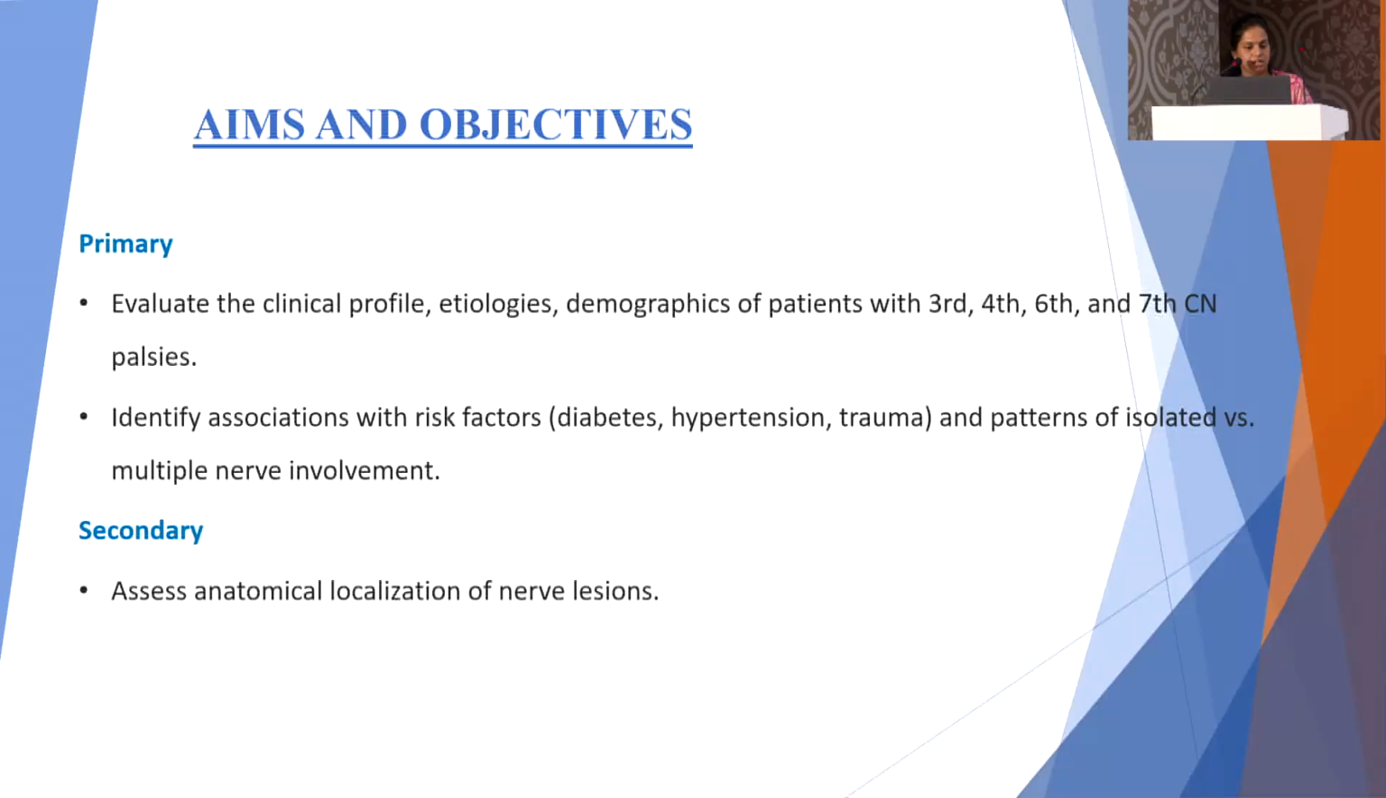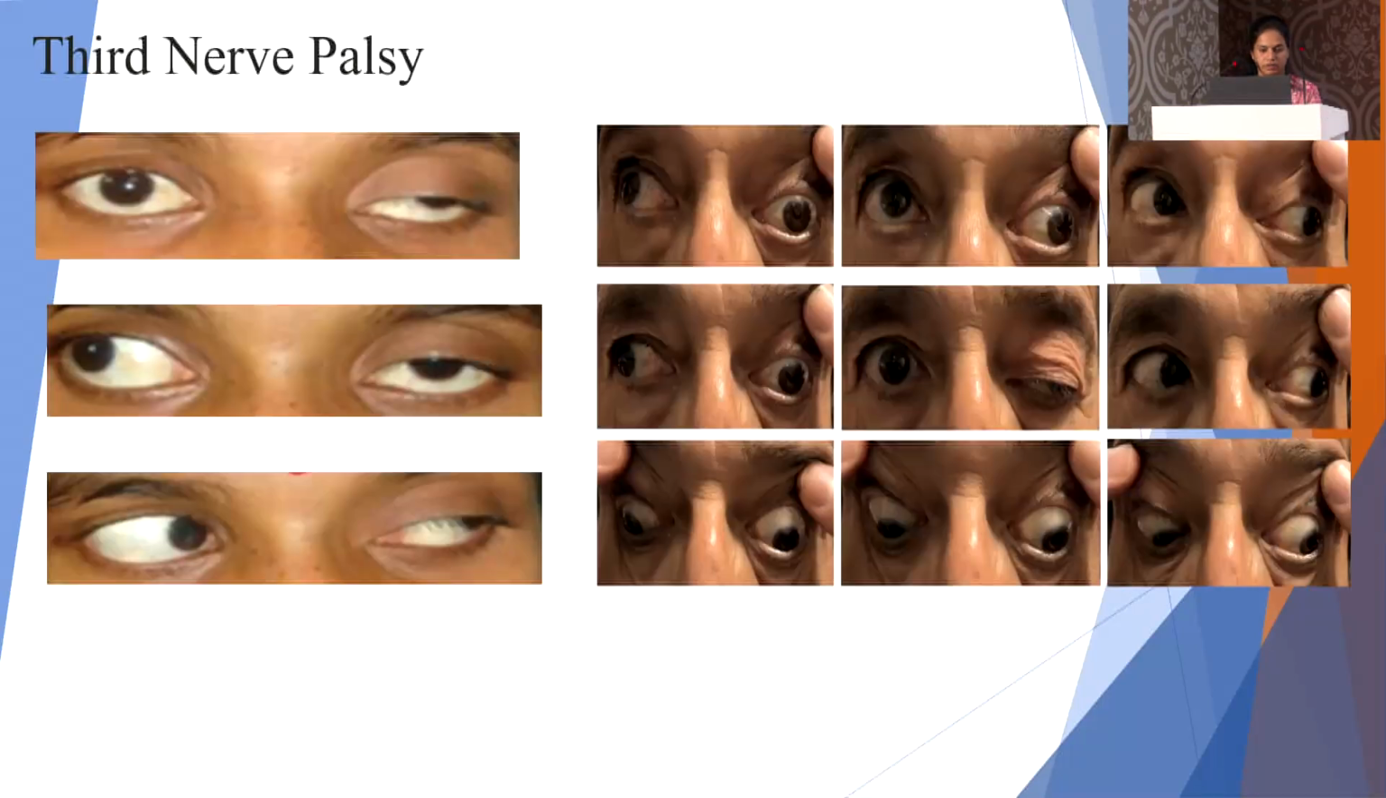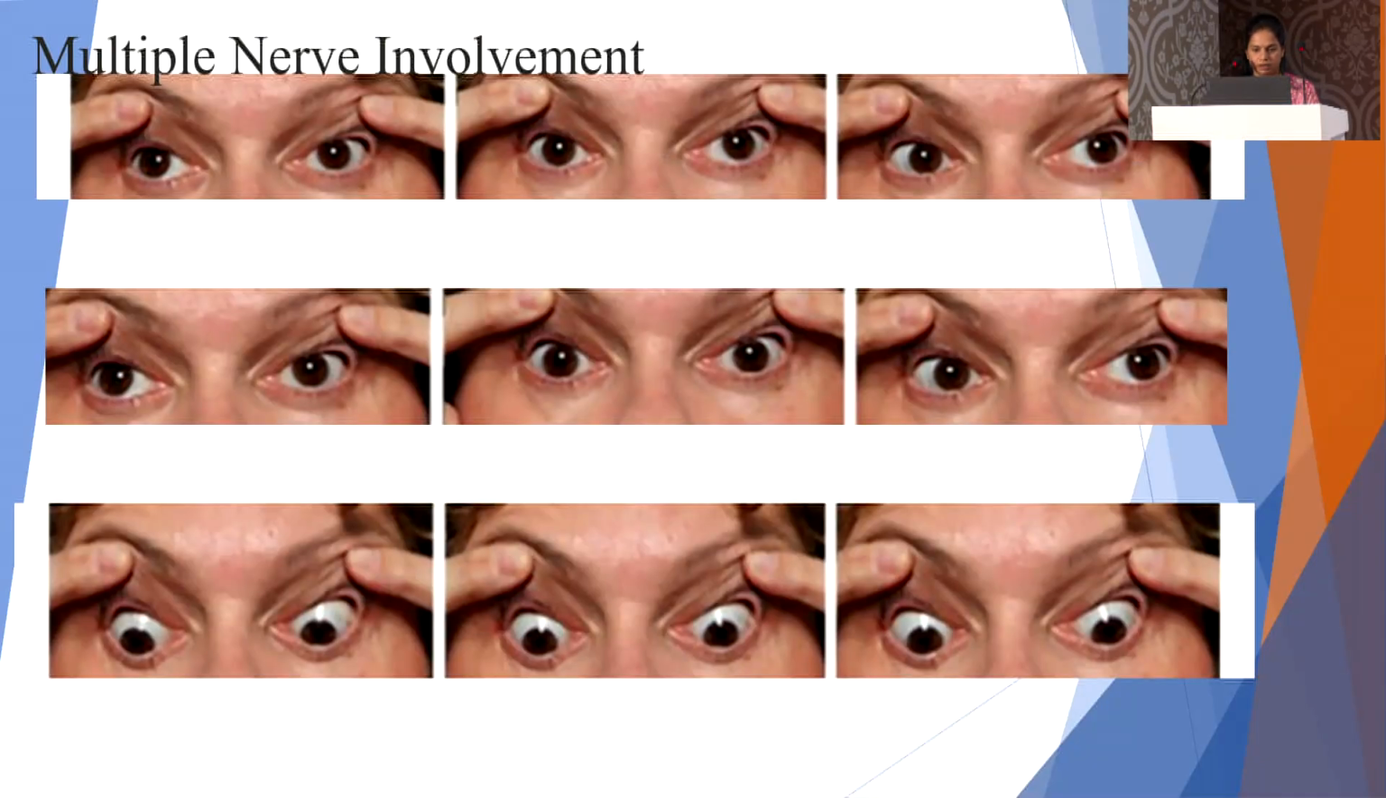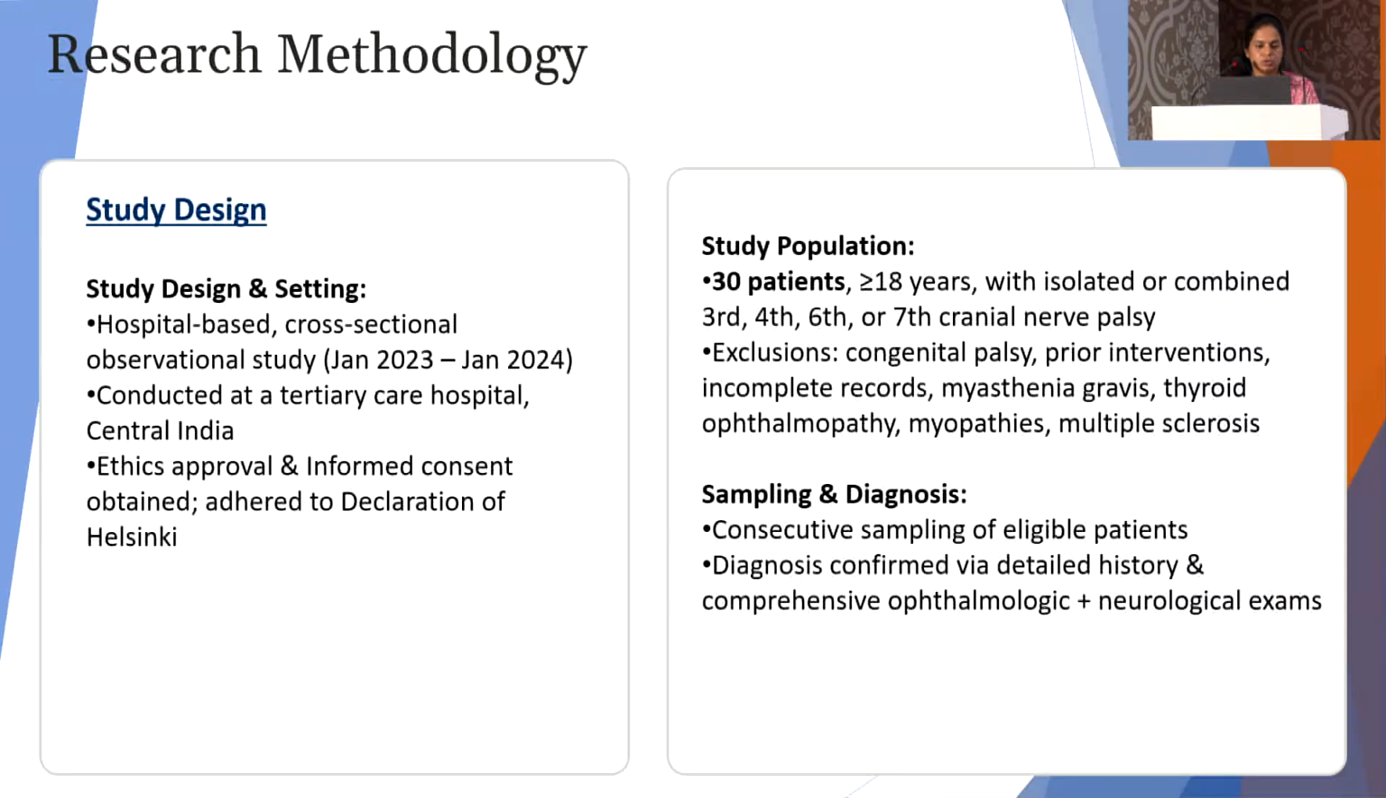The aim of this study is to evaluate the clinical profile, etiology, and demographics of patients with 3rd, 4th, 6th, and 7th cranial nerve palsy, identify association with risk factors like diabetes, hypertension, and trauma, and the pattern of isolated versus multiple nerve involvement. The secondary objective was assessment of the anatomical localization of the nerve lesion. These are a few patients we have included: 6th nerve palsy, 3rd nerve palsy, and multiple cranial nerve involvement. This is a hospital-based cross-sectional observational study conducted at a tertiary level hospital of Central India. Ethical approval and consent were taken.